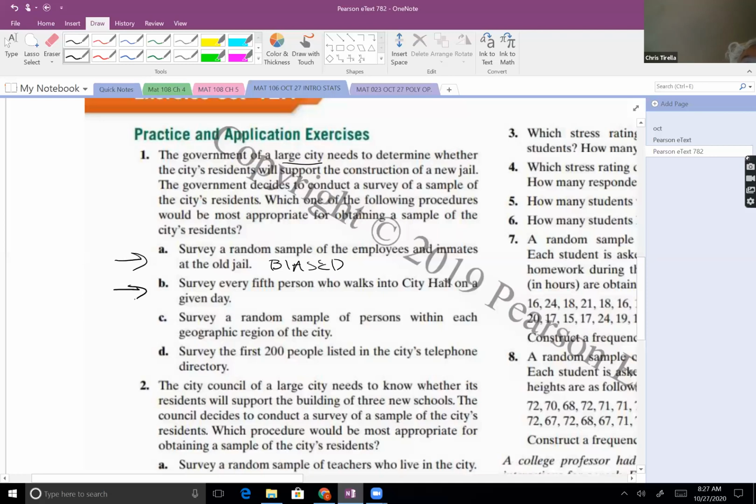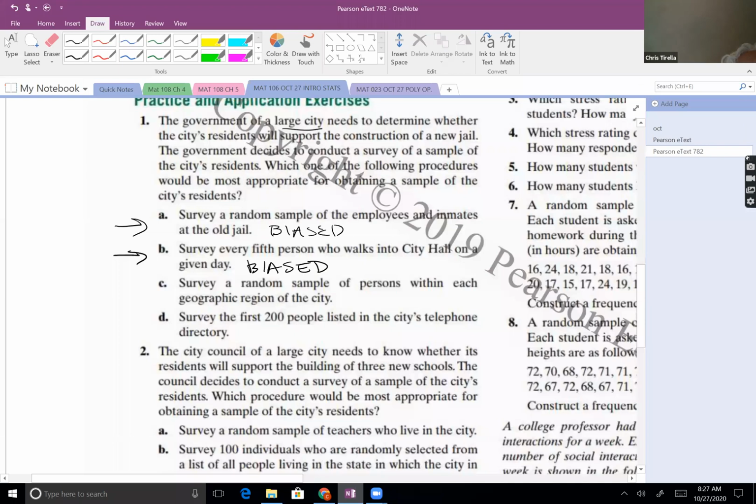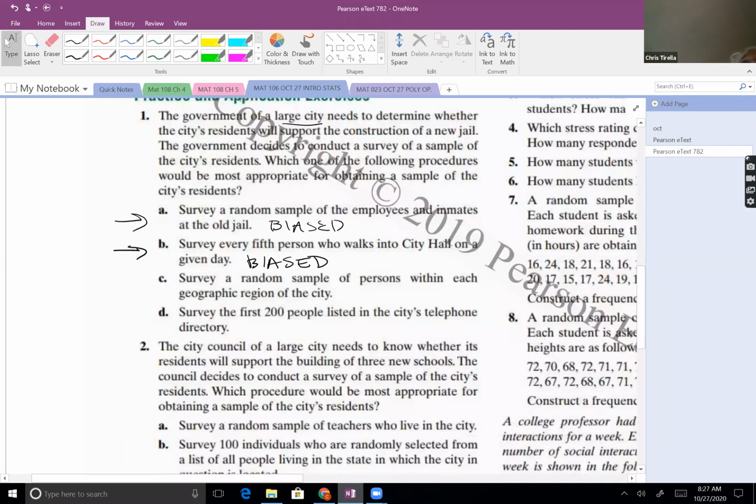What about if they surveyed every fifth person who walked into City Hall on a given day? Still biased, not that many. Do you guys walk into City Hall very often? No, the only people who walk into City Hall are people who have city business, and so they would be more involved with the issue than the average person.